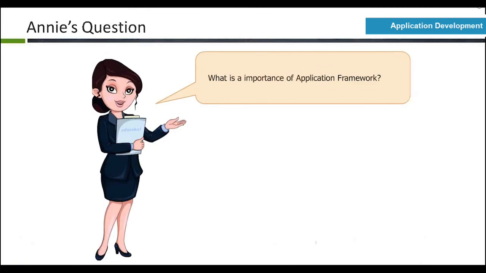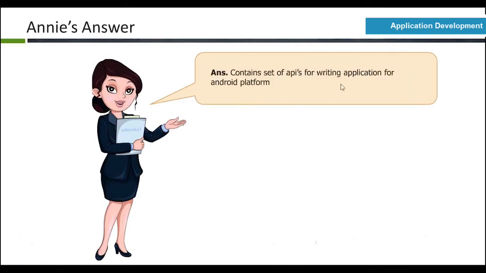So what is the core of the Android OS? It is Linux. And what is the importance of the application framework? It contains the set of APIs which you will be using on a daily basis for creating Android applications for the platform.